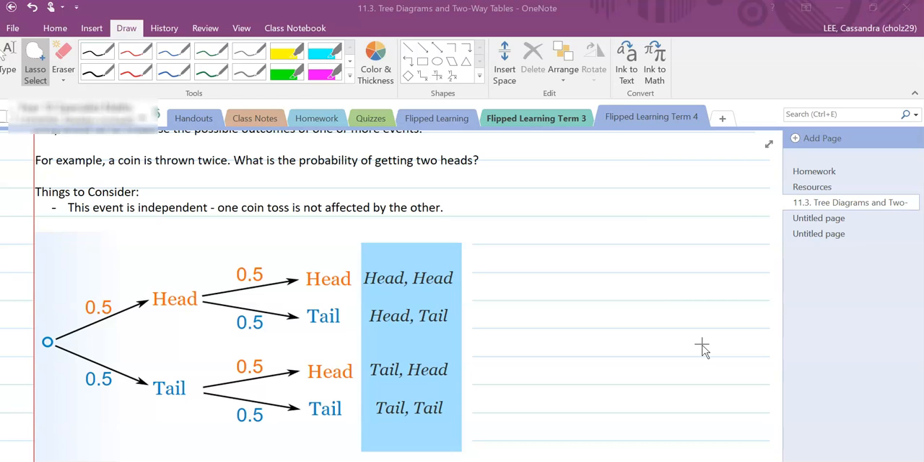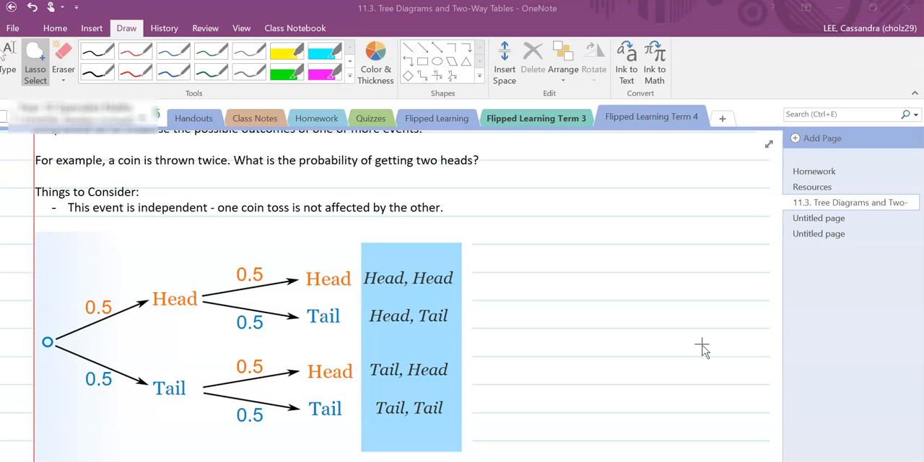So here's something that we need to consider with this event, and that is that coin tosses are independent. And if I toss a head on the first go, that's not going to influence whether I get a head or a tail on the second go. So when we have events that are independent and we want to find the probability of getting a head and a head, we're going to multiply the individual probabilities.